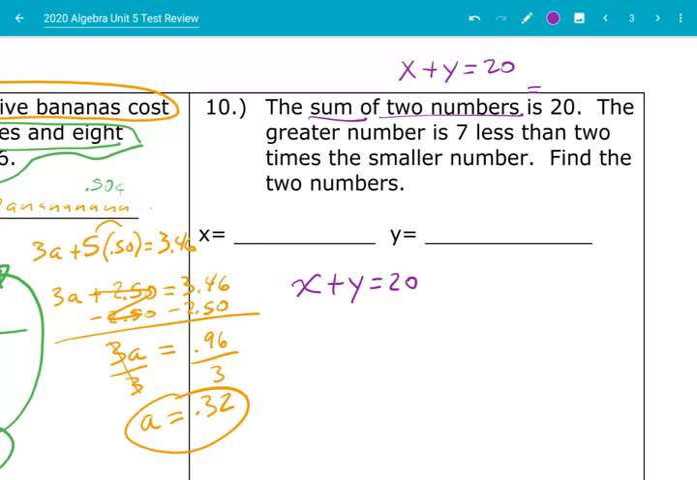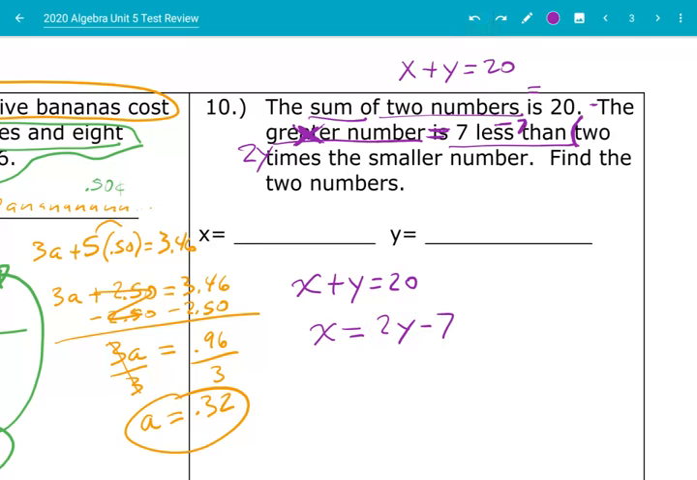Then the greater number, which we can call either one, let's call it x, is 7 less than 2 times the smaller number. We're going to subtract 7 from the next bit. So 2 times y. Let's go through it from the beginning. The x number, x, equals 7 less than 2y. So 2y minus 7. You get 2y first and you subtract 7.